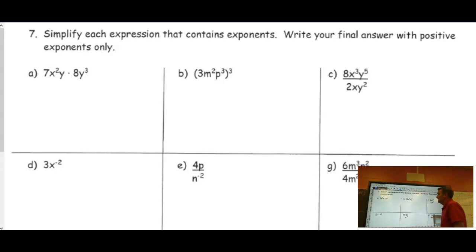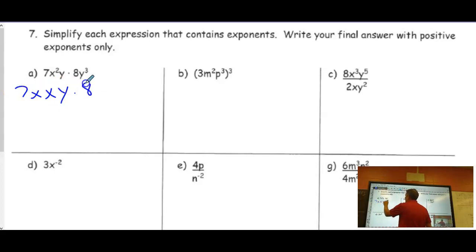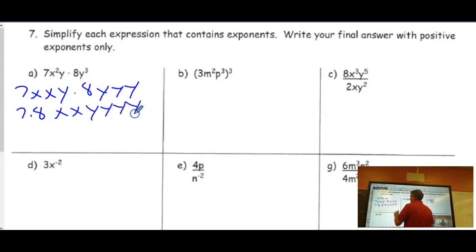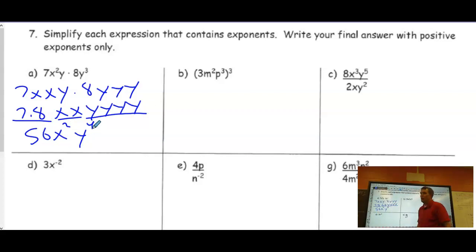Here we go. I would multiply the 7 and the 8. Do you want me to expand it out? I'll expand it out. 7x, x, y times 8, y, y, y. I'd rearrange it. And then 56 x squared y to the 4th. Or the easier way, of course, would be multiply the 7 and the 8. The x squared gets brought down, and the y's get added together.